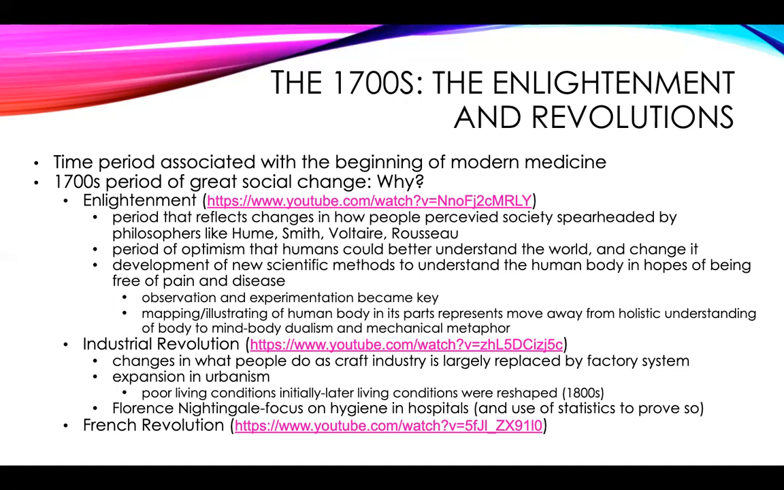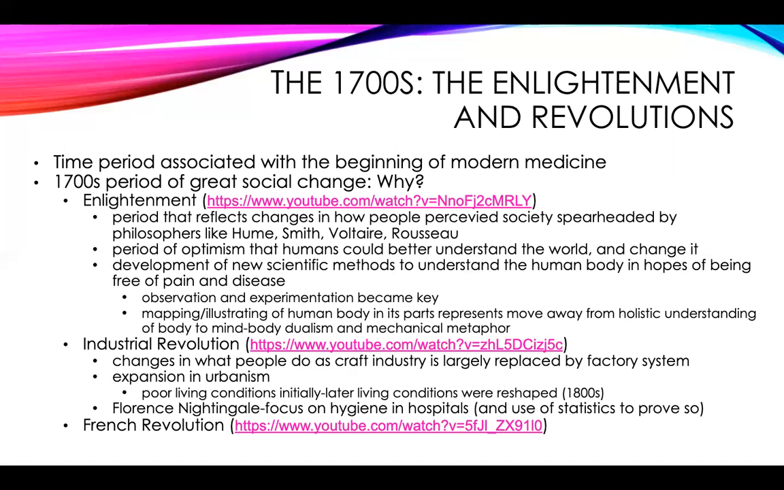It was a period of optimism that humans could better understand the world. And so that aligned with the development of new scientific methods to understand a lot of things, including the human body. And they thought that this better understanding could also then be used to change the world. And so a couple of trends became key during this time period. Observation and experimentation became a key way of gathering data and knowing things.